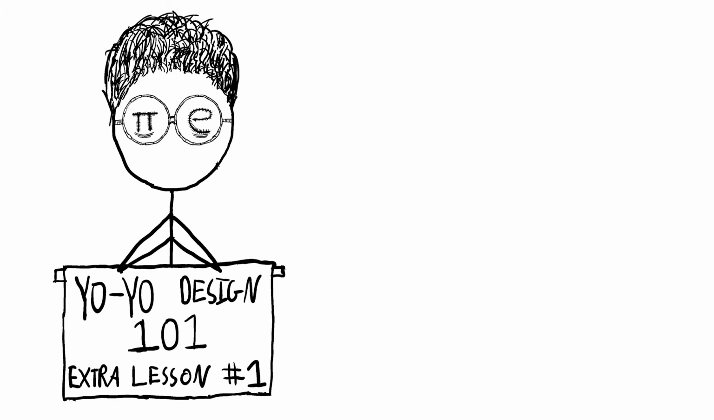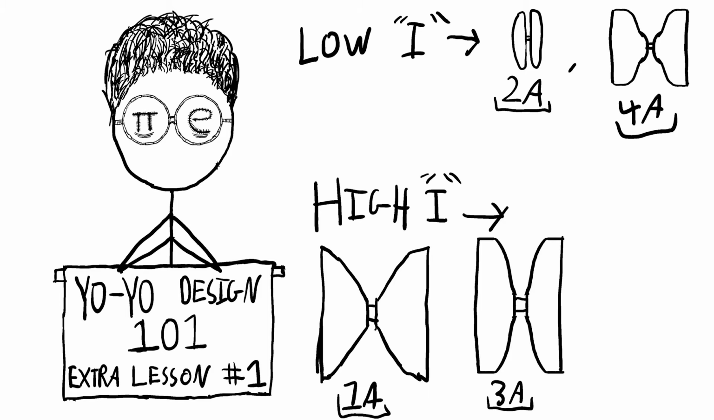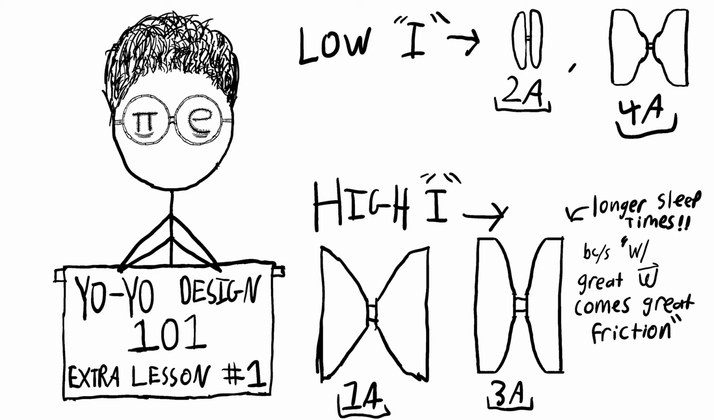Great question, and I won't go into too much detail now, but the essence of it is that yo-yos with lower moments of inertia make for better loopers and 4A yo-yos, whereas yo-yos with higher moments of inertia make for yo-yos with higher stability, like those used in 3A and 1A. They also boast longer sleep times because a lower angular velocity implies less friction. I'll talk about this more in later videos, I promise.